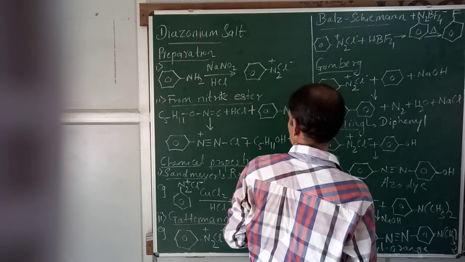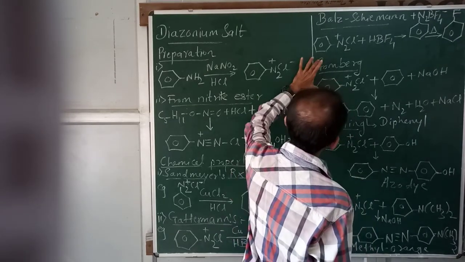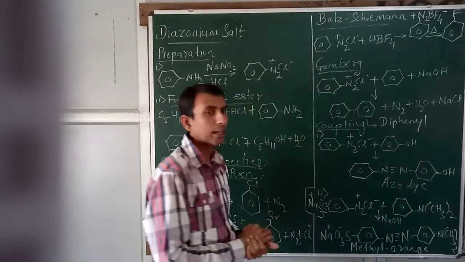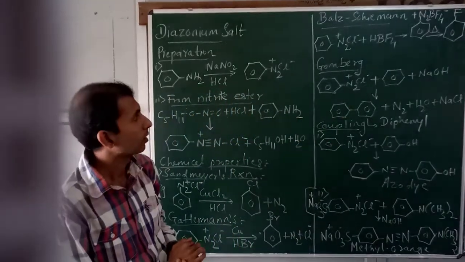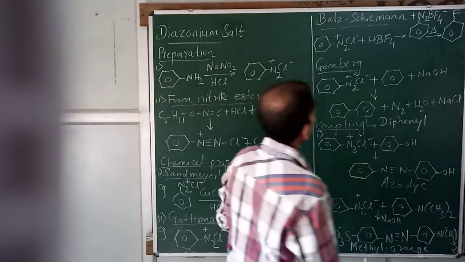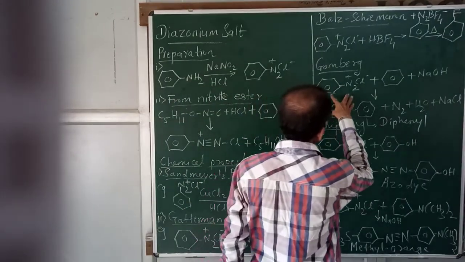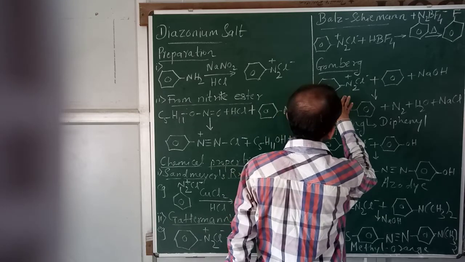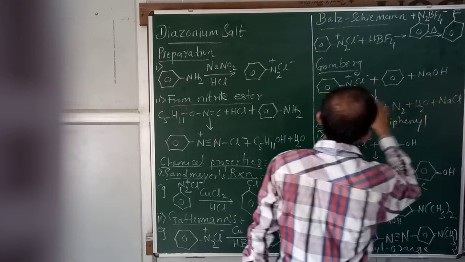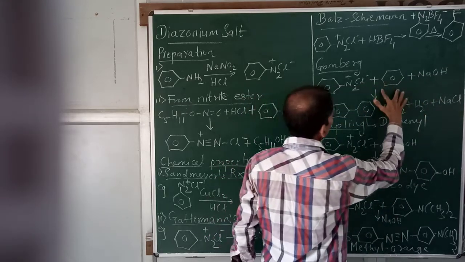Now the next reaction here is the Gomberg reaction. Again, it's a newly introduced reaction here. Now we will see diazonium salt reacting with benzene in alkaline medium. So diazonium salt here and benzene.